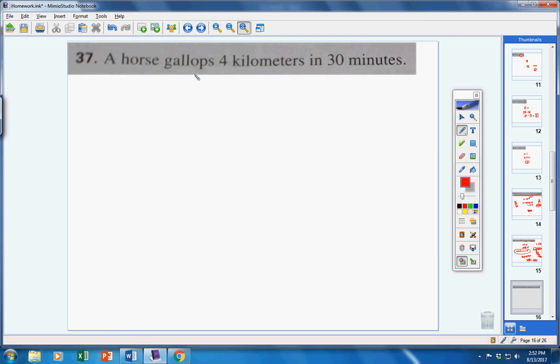Okay, we're going to find the speed. So rate times time equals distance. My rate is what I'm looking for. My time is 30 minutes. And my distance is 4 kilometers. Now once again, something times 30 equals 4.